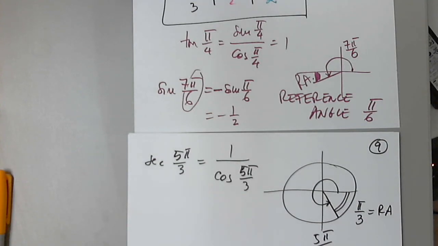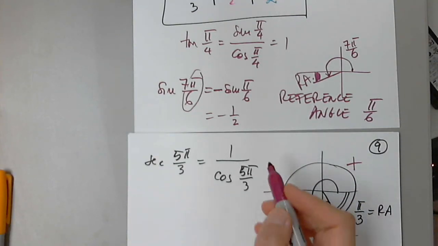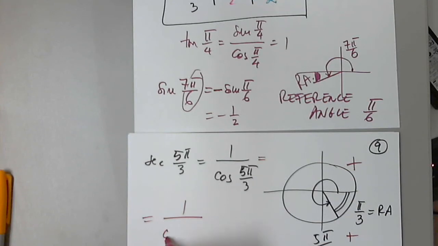So cosine is positive here and here, quadrants 1 and 4. So therefore the answer is 1 over cosine pi over 3. And now we know that cosine pi over 3 is 1/2, right? And then we write 1 over 1/2, which is 2.